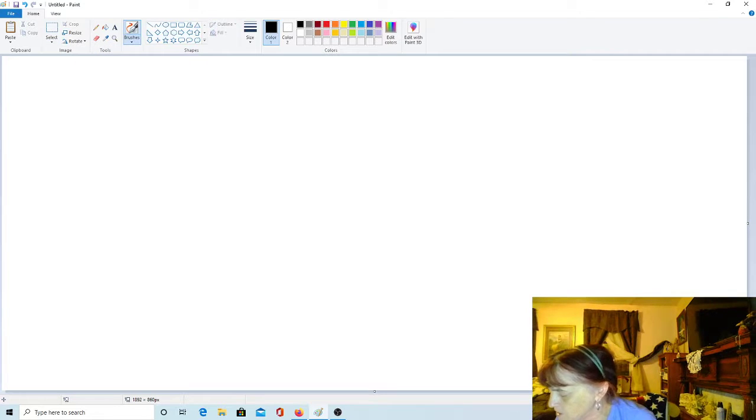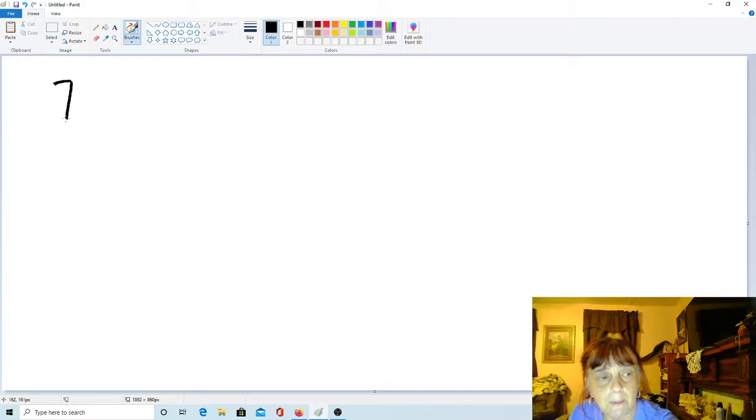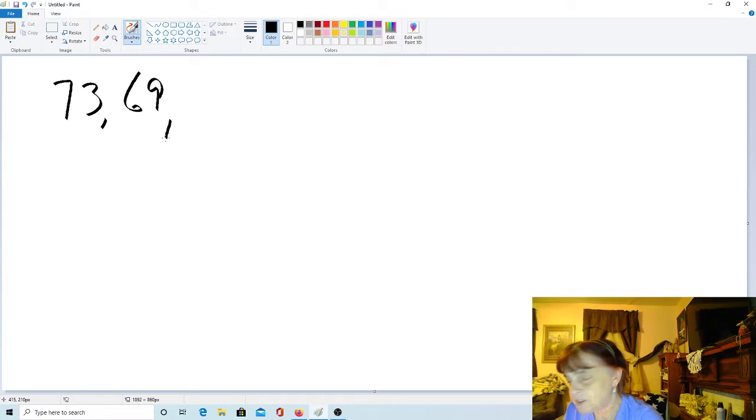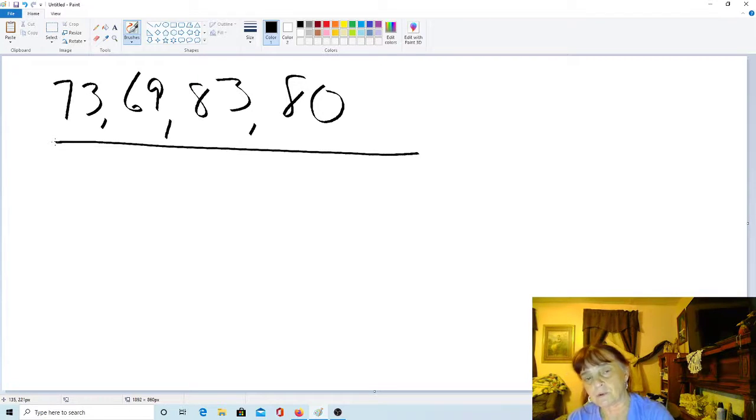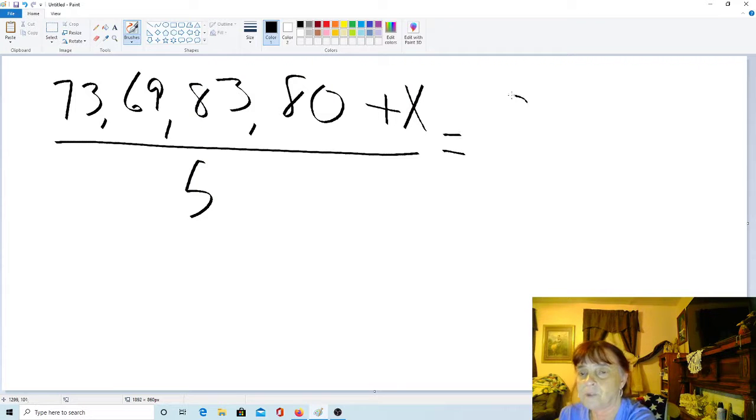Okay, now her scores are 73, 69, 83, and 80, and she wants a grade of B, so she has to have an 80 average. To find the average of a set of numbers, you add all those up and divide by how many numbers. So we'll let X be the 5th grade, and you divide that by 5, and that has to be an 80.